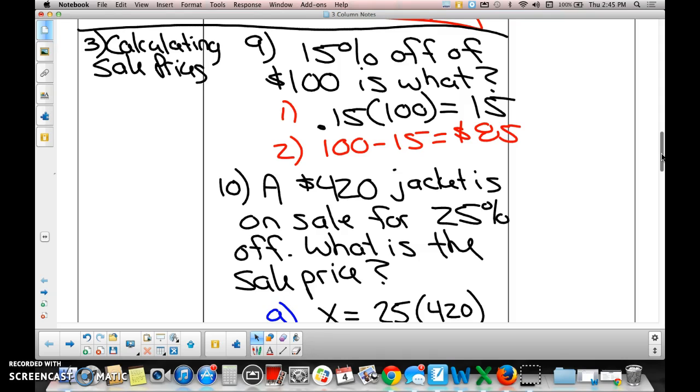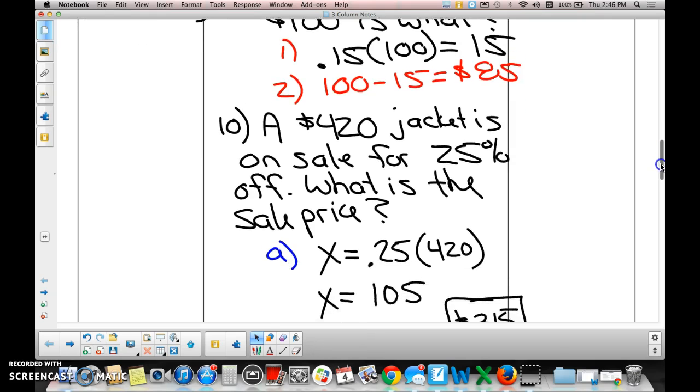15% off of $100. You have to calculate what 15% is of 100, and then you need to do what, everybody? Subtract. Okay, I'm going to say that again. I see a lot of blanks out there. 15% of 100. Calculate what it is, and then what? Subtract. Okay? Okay, a couple more examples.